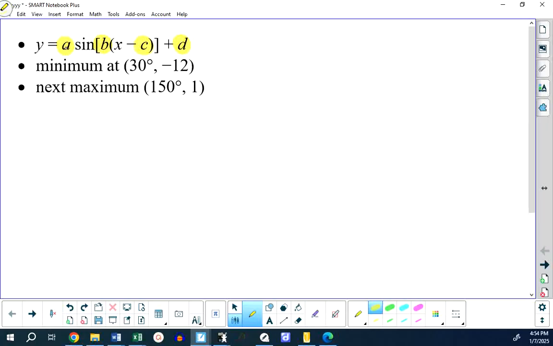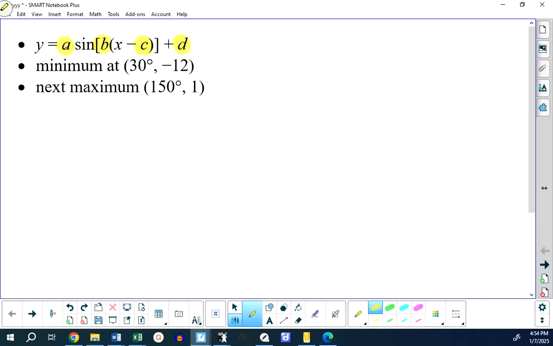They are values that you put into this equation at the top of the screen, and depending on what those values are for a, b, c, and d, you get different graphs. You get different sine graphs. So the properties of the graph of the function are connected to those numbers.